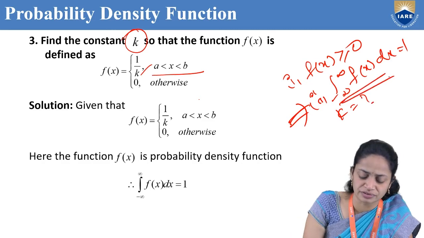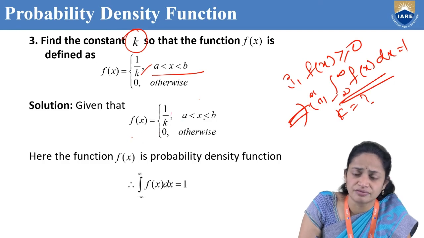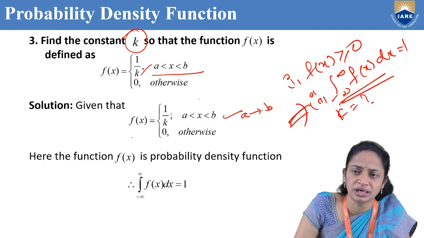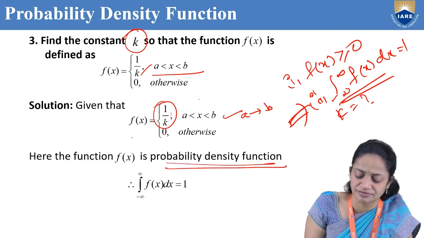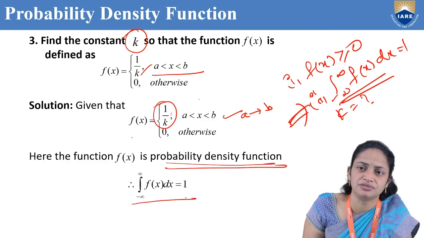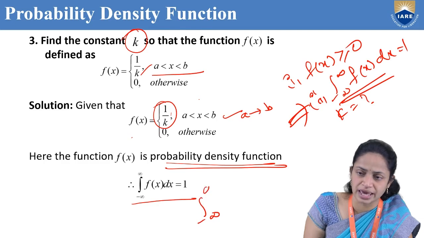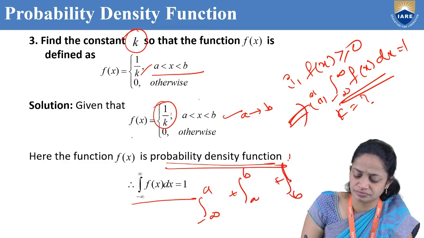Okay, so what is our question? f of x equal to 1 by k where a is less than x less than b, so the limits are a to b. The function will exist there, and it is 0 otherwise. So here we have minus infinity to infinity. Based on the probability density function, we write the integration from minus infinity to infinity of f of x dx equal to 1. By using this, the limits can be split into minus infinity to a, plus a to b, plus b to infinity.